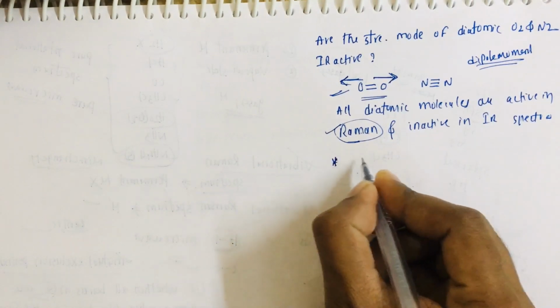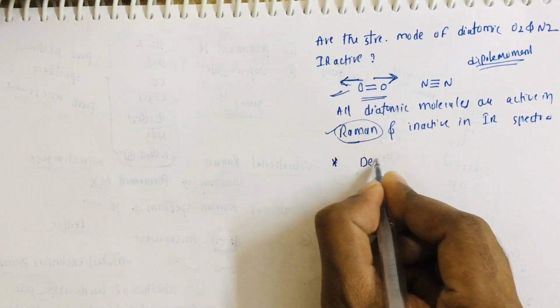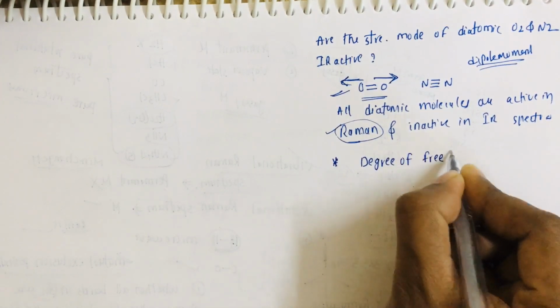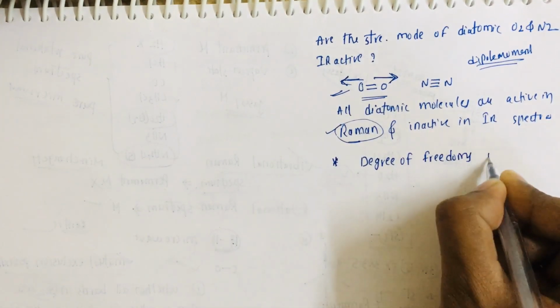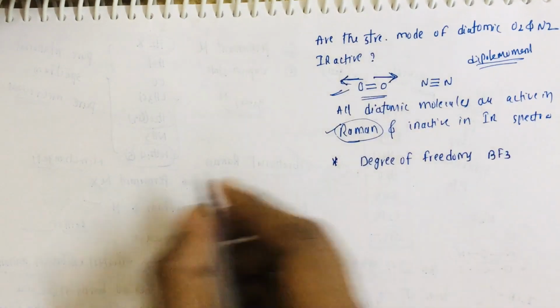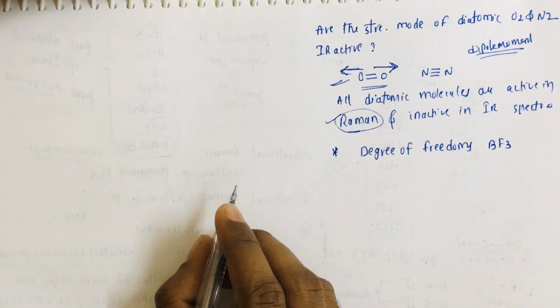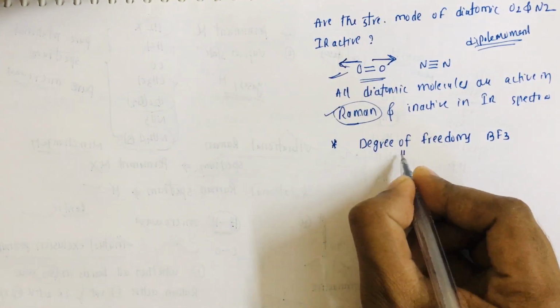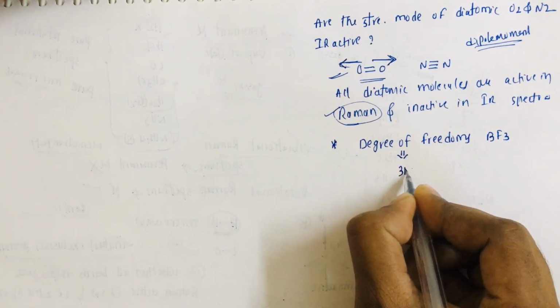And next question, how many degrees of freedom are possible for BF3 molecule? Okay, so we have two kinds of principles here. When they ask degree of freedom, the principle is 3n only.